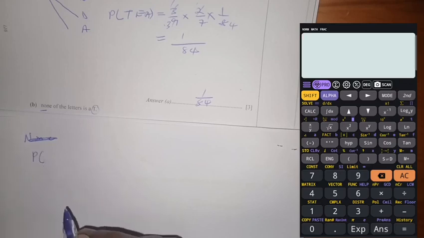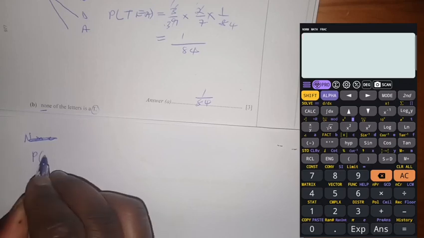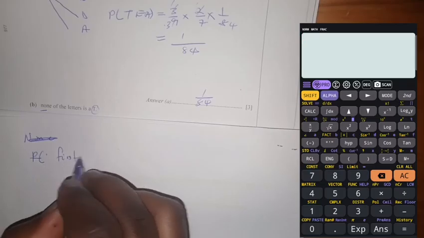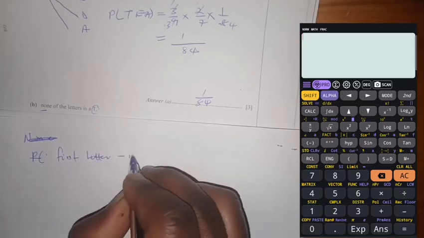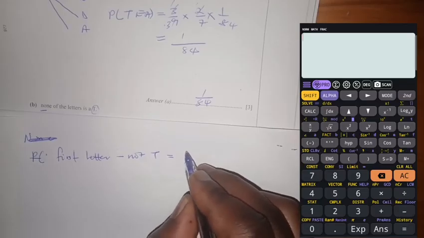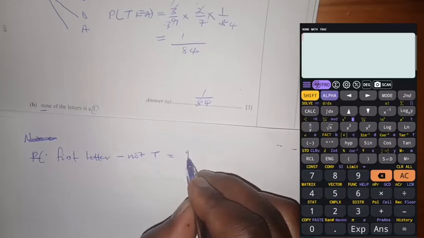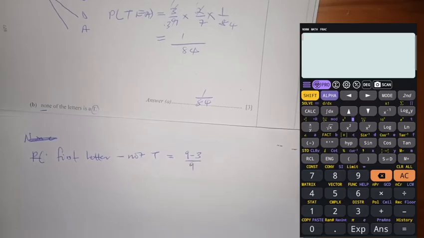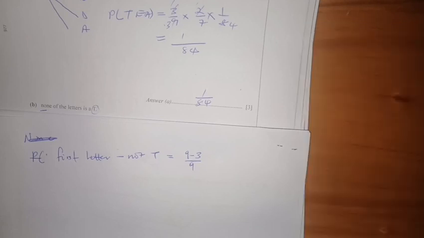The probability that the first letter is not T. Out of the 9 letters, how many T's do we have? We have 3 of them. So it's 9 minus the 3 T's, over a total of 9 letters.